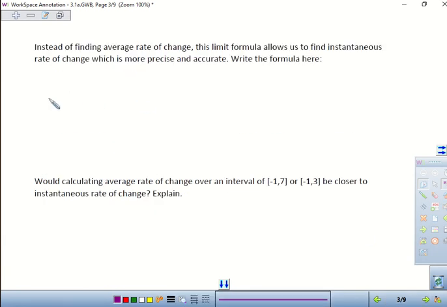So to write the actual formula, it's just the limit as h approaches 0 of whatever that formula is that we have on the other page: f of x plus h minus f of x over h. That's the formula to calculate instantaneous rate of change. We call this the derivative formula.